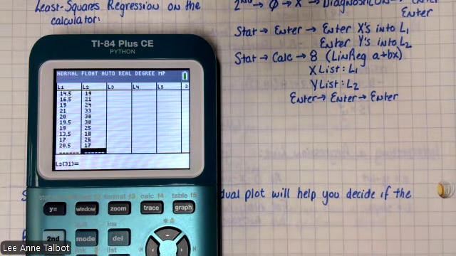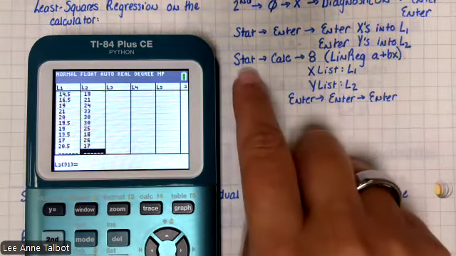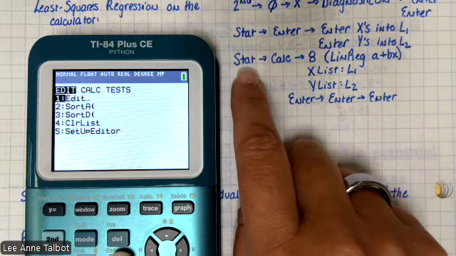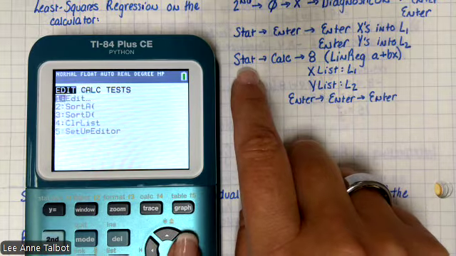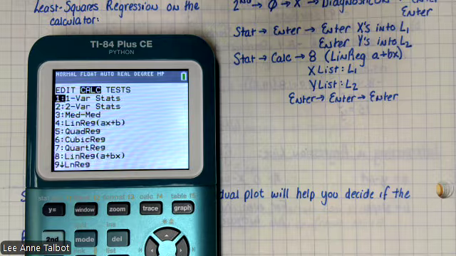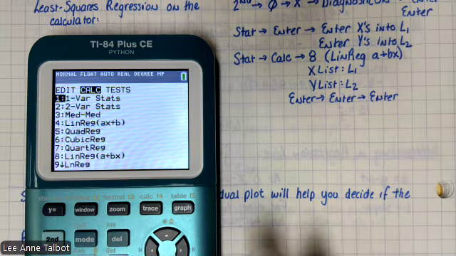Okay, so now we're here at this set of directions. Go back to stat. Scroll over to calc. Now I want to pause here real quick. You know how in the first chapter we did a lot of one variable stats? We did that over and over. You can do two variable stats. You could do it right now if you just want to see, because we're working with two variables.